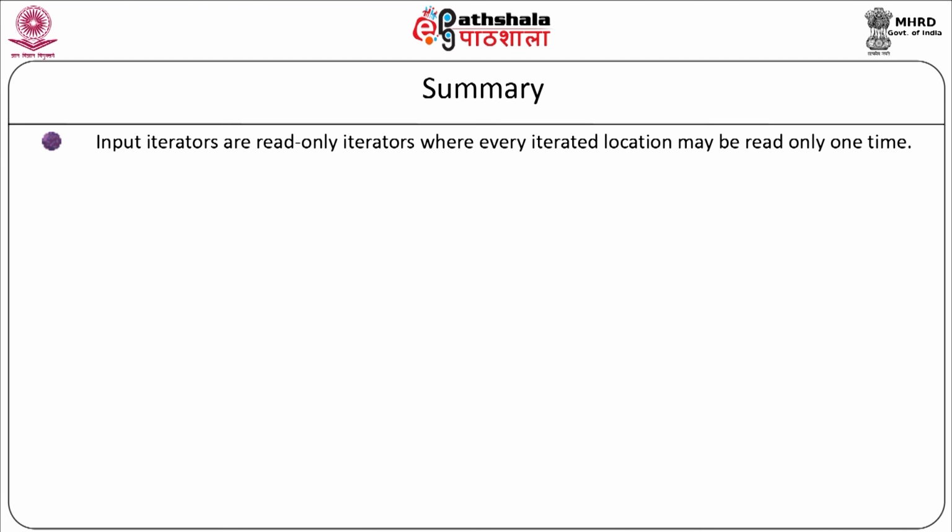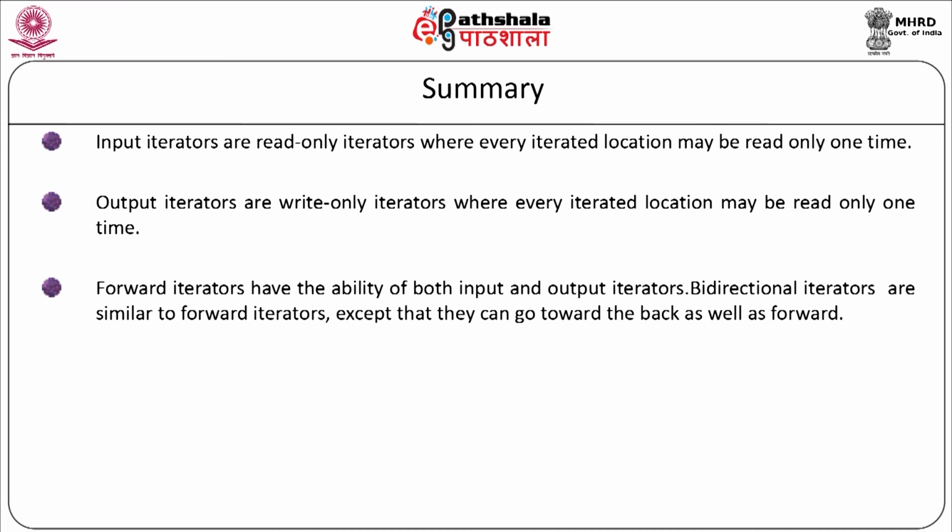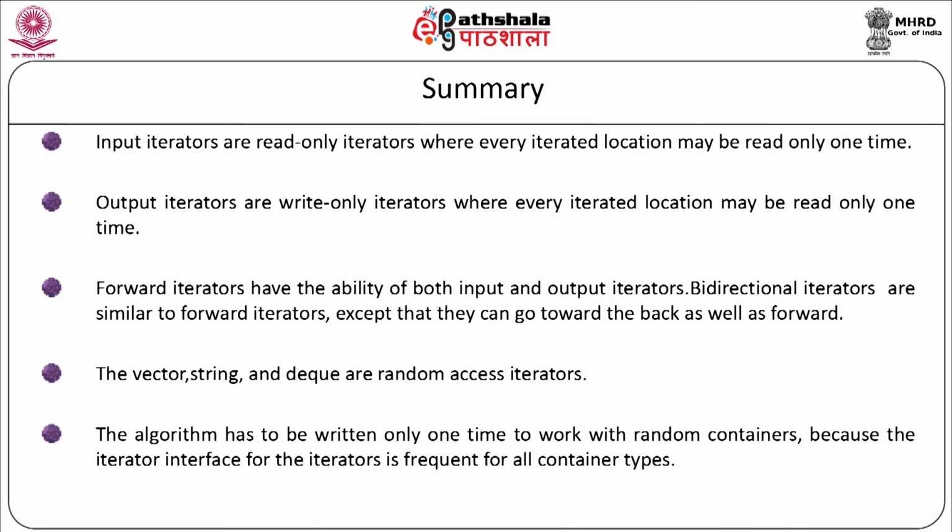Input iterators are read-only iterators where every iterated location may be read only one time. Output iterators are write-only iterators where every iterated location may be written only one time. Forward iterators have the ability of both input and output iterators. Bidirectional iterators are similar to forward iterators except that they can go backward as well as forward. The vector, string and deque have random access iterators. The algorithm has to be written only one time to work with random containers because the iterator interface is common for all container types.